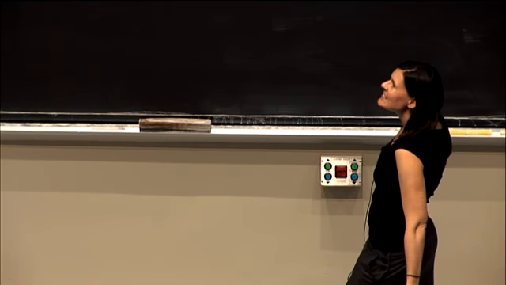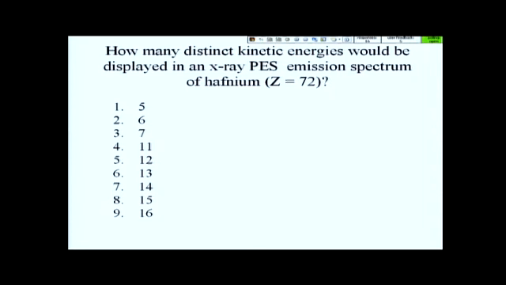So how many distinct, so again, we're talking about distinct kinetic energies would be displayed if you're talking about a spectrum for the element hafnium. And I'll tell you here that it has a Z of 72, so you don't have to spend 2 minutes searching your periodic table. The periodic table's on the back page of your notes if you don't see that there.